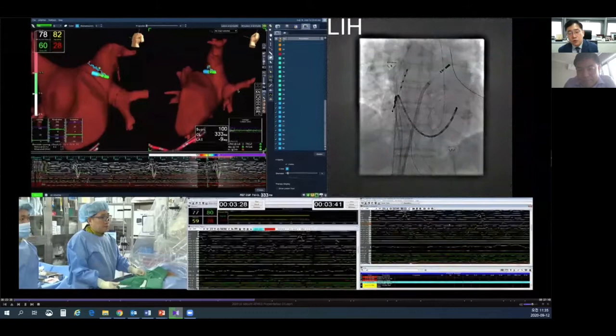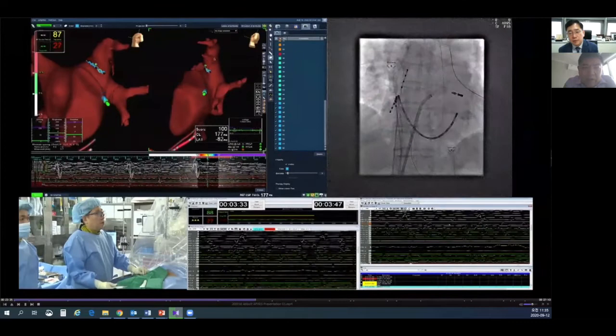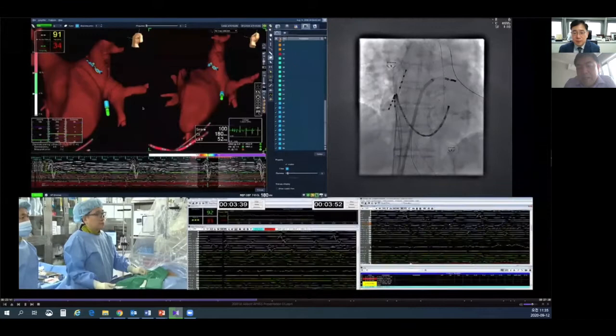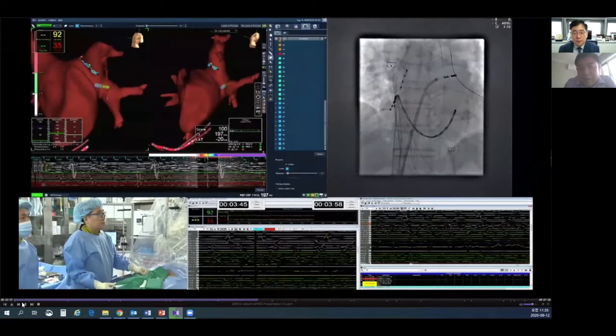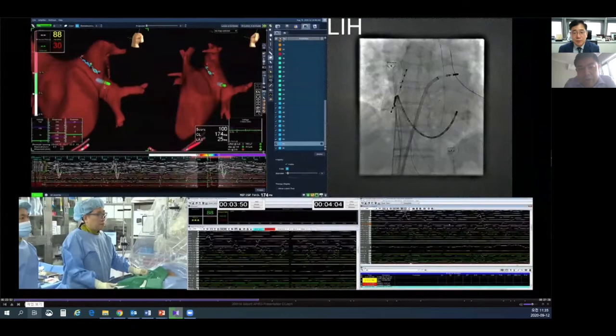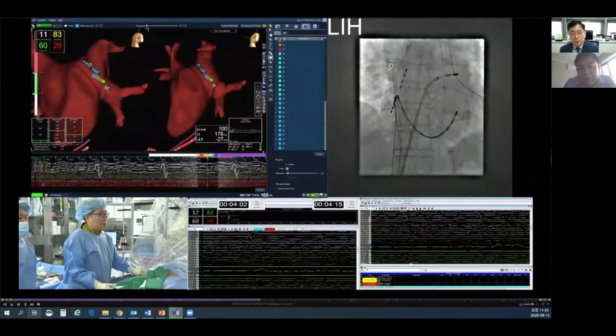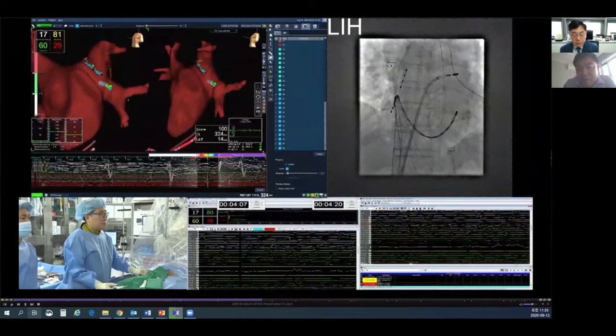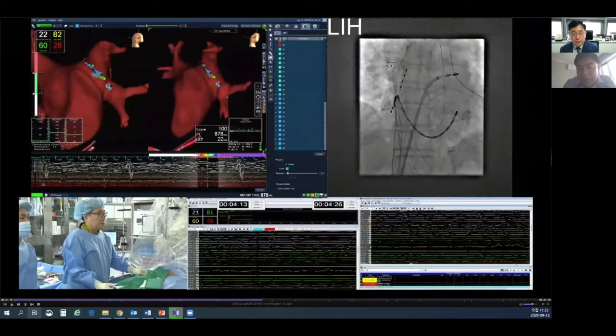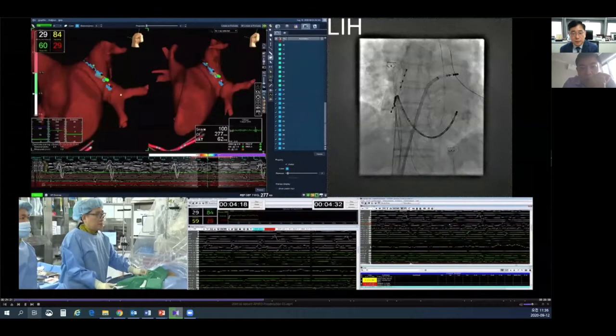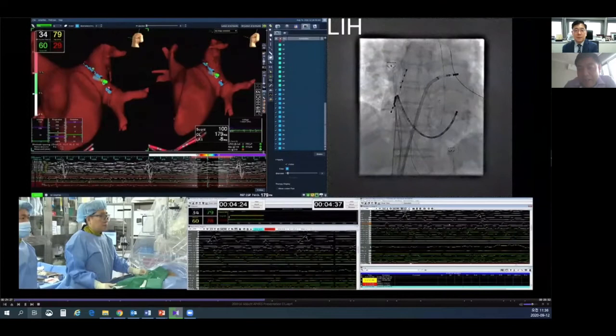So usually how long do you stay on one point when you use 50 watt ablation? If we do the anterior, we use an LSI of 5. For the posterior wall, we will use about 5 seconds, and it is very fast, and then we continue to the next point.